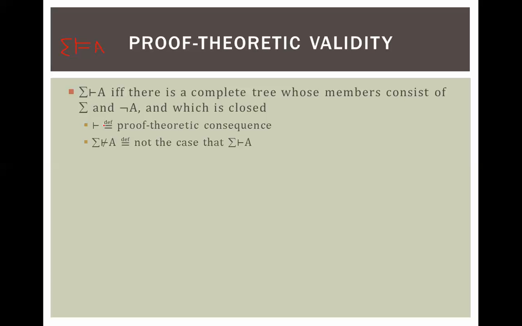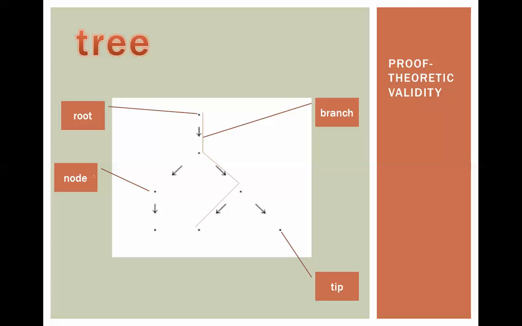Again, some definitions. This is proof theoretic consequence, and you say that it's not a proof theoretic consequence by throwing a slash on it. We're going to be working with Tableau trees, and here's what they're going to look like. You're going to start off with sigma. You want to see if sigma proof theoretically entails A. You're going to start off at the root with sigma and not A, like we just said. Then you're going to see a bunch of different rules that split them up and make them do all kinds of crazy things.